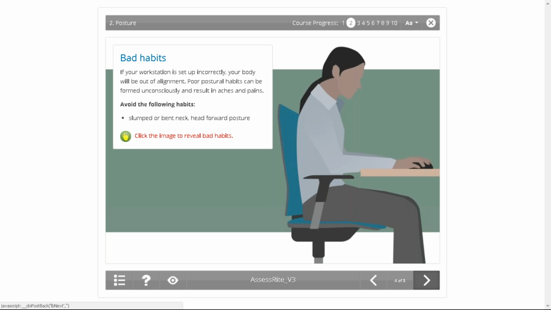Think to those people that are in your office now, the ones that tend to slouch because they're comfier, or the ones that sit too far back in their chairs. Avoid the following habits. Here we go.